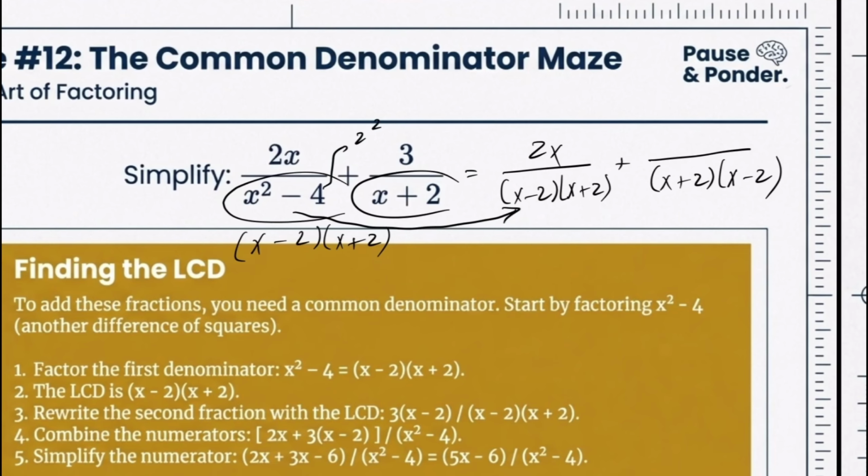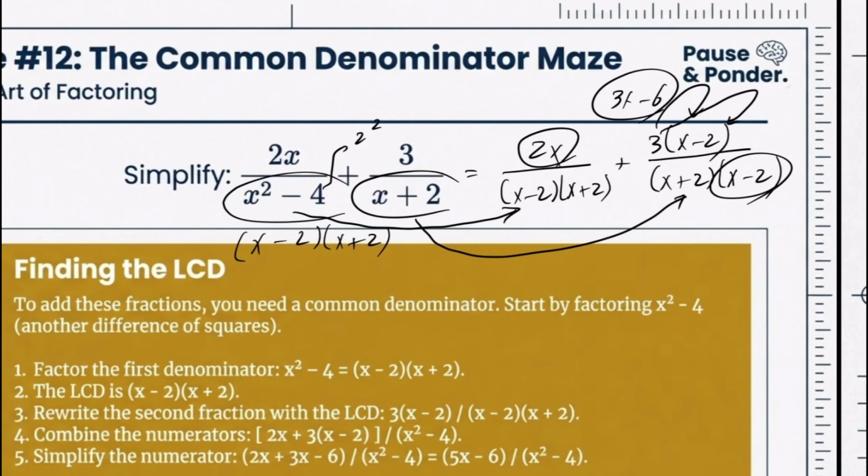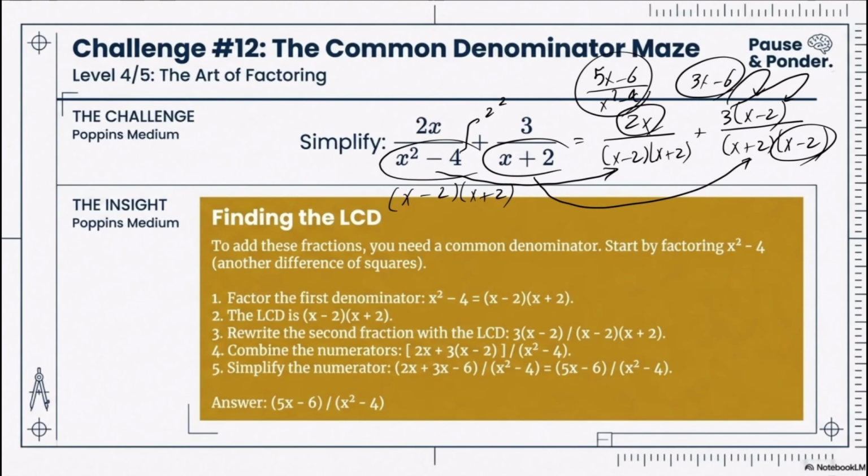But what about this one? What happened to this one to become something like this? It means that it should be multiplied by x minus 2. So I do have 3 times x minus 2 itself, right? If I do that, as you guys know, we have to apply the 3 to both numbers inside the parentheses. It would be 3x minus 6. So I do have 3x minus 6 plus 2x. It would be 5x minus 6 divided by x to the power 2 subtracted by 4, or x minus 2 times x plus 2, and as simple as that, as you can see over here.